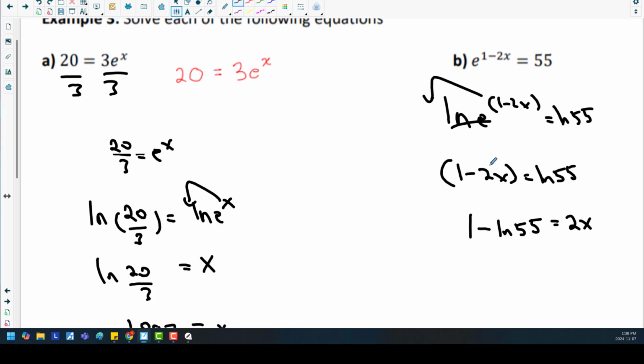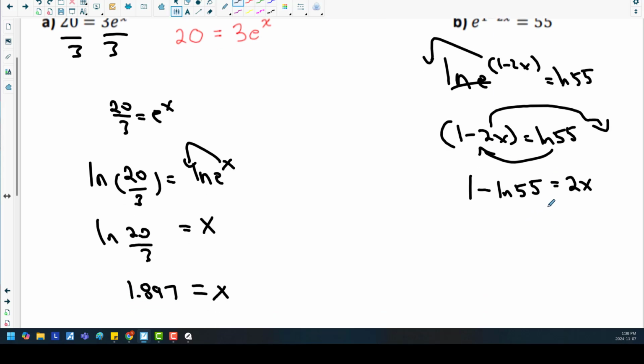What I did here was I moved the negative 2x to this side, and I moved the ln 55 to that side. So that's why ln 55 is now minus, and the 2x is positive. And we're just going to divide both sides by 2. And x is equal to 1 minus ln 55 over 2. That is just a calculation that you can do in your calculator, and you get a value of negative 1.504. All right, basic stuff.